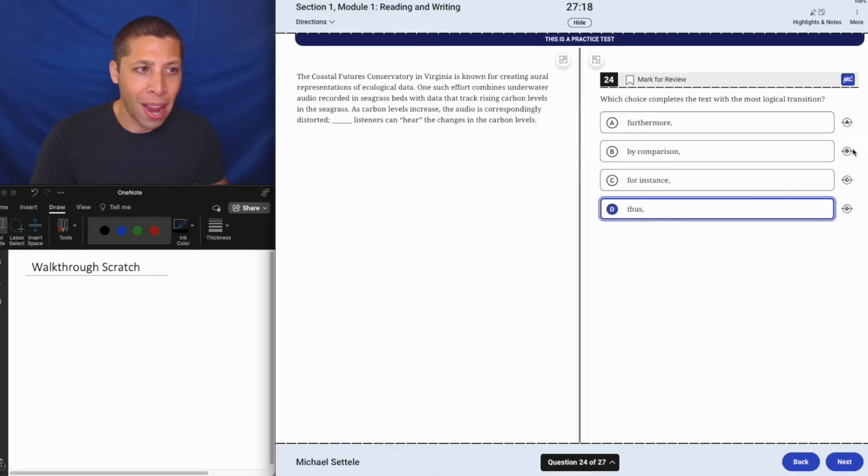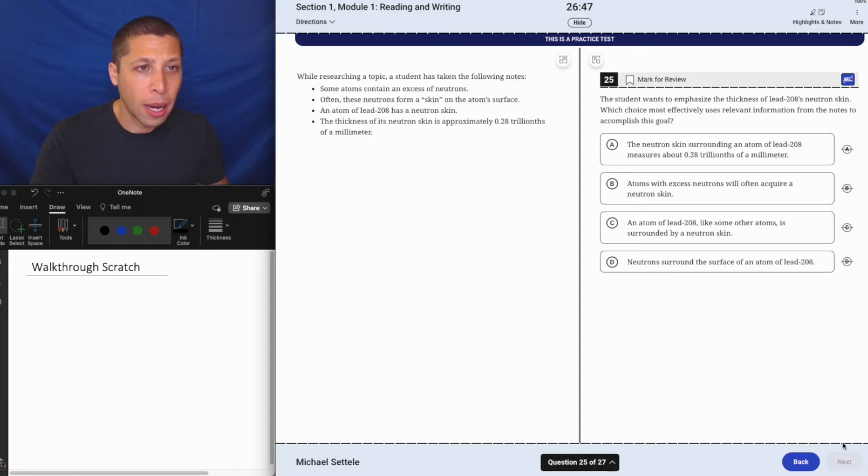Okay, it's not a comparison. Is it a for instance? For instance, one such effort combines underwater audio recorded in seagrass beds with data that track rising carbon levels in the seagrass. As carbon levels increase, the audio is correspondingly distorted. For example, listeners can hear the changes in the carbon levels. How is that an example of the first part? I don't think it is. And furthermore, we don't really pick that unless it's the only thing left. So I think it's so. Again, I don't like that.